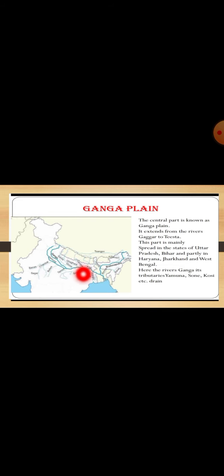Let's see. This map explains the Ganga Plain. The central part is known as the Ganga Plain. It extends from the rivers Ghaghara to Teesta, and this part is mainly spread in the states of Uttar Pradesh, Bihar and partly in Haryana, Jharkhand and West Bengal. Here the river Ganga and its tributaries Yamuna, Son, Kosi, Ghaghara, Teesta.